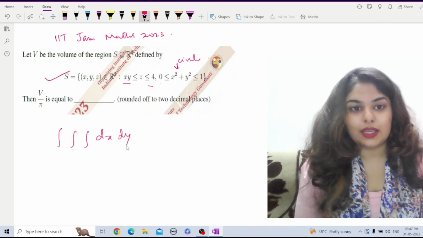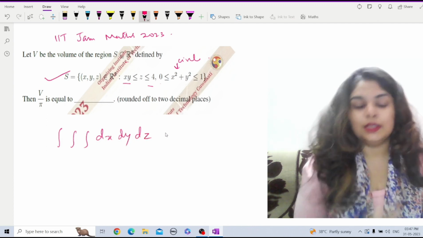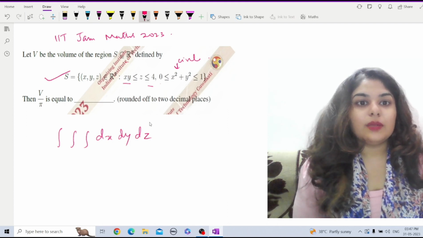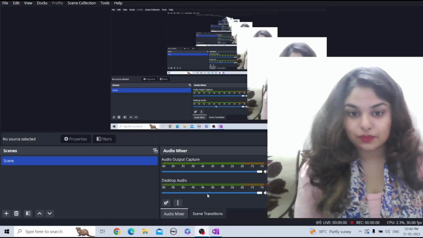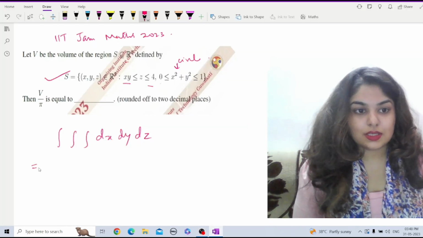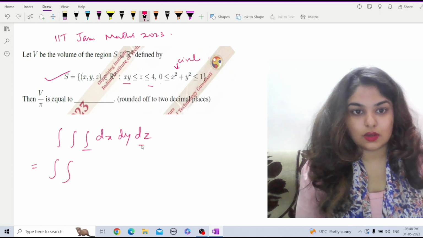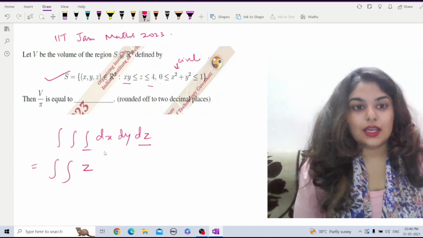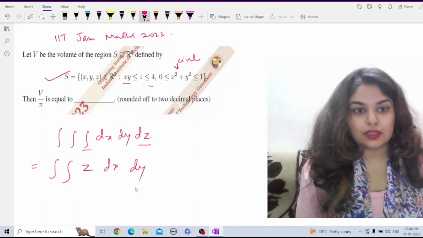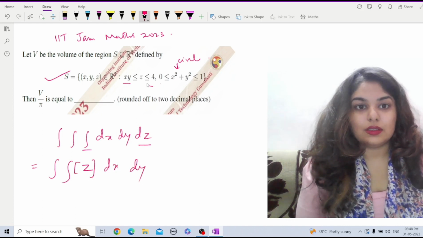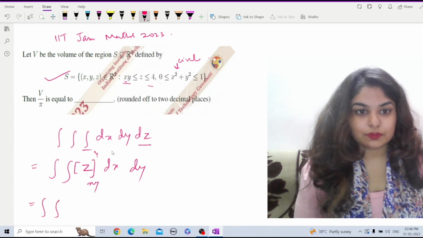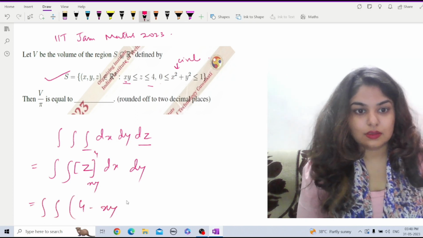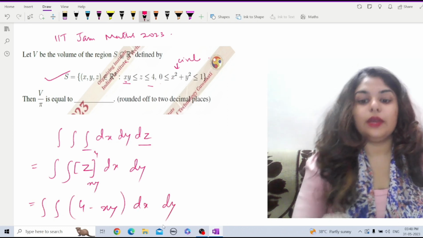dx, dy and dz. Now in place of this we can write the following, so this is equivalent to this. The integration of dz is z, and we have dx dy. Now z lies between xy and 4, so the range is from here. So now this can be written as 4 minus xy dx dy.